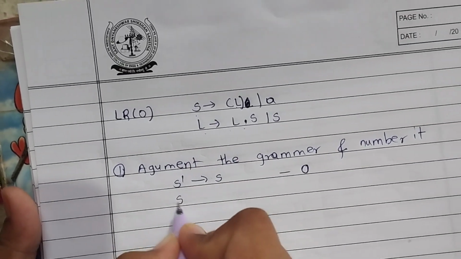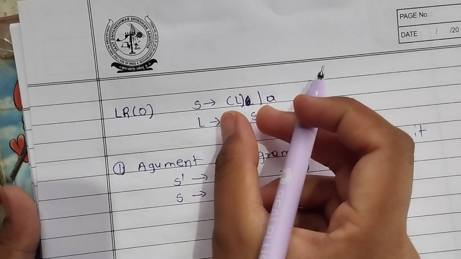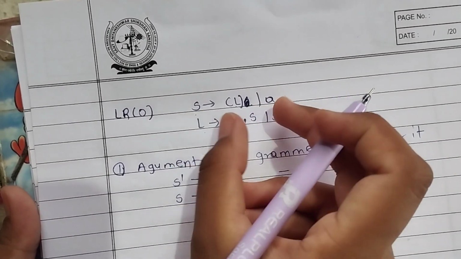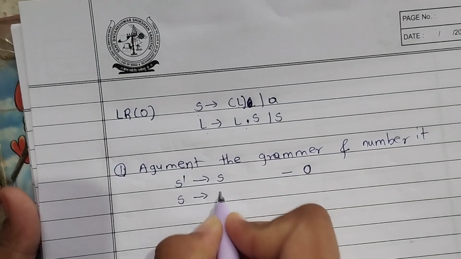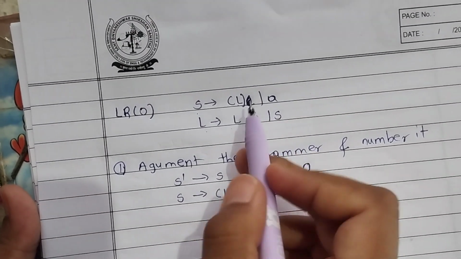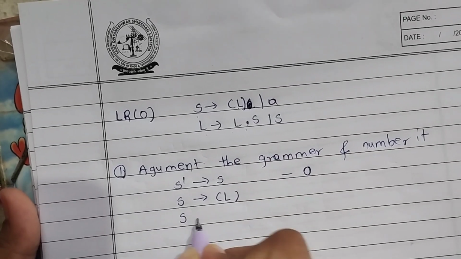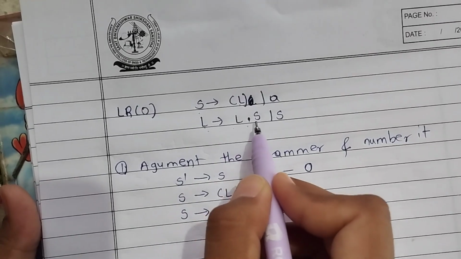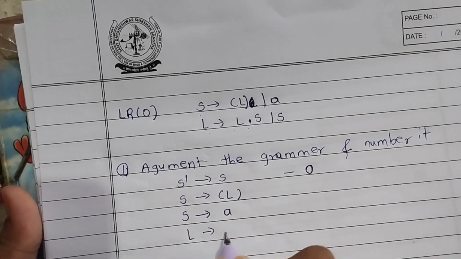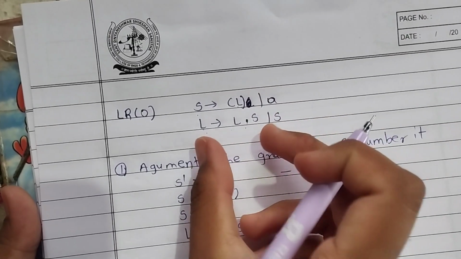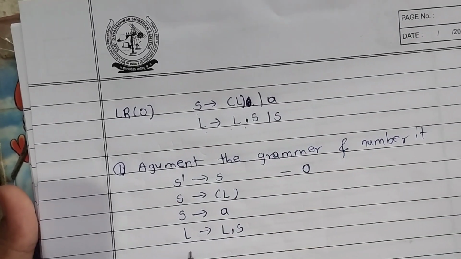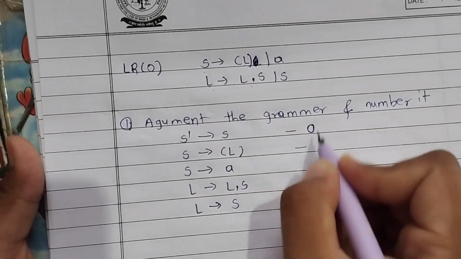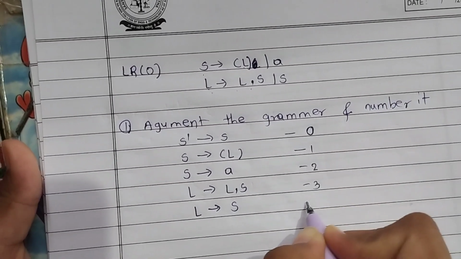Now S has two grammar rules. This is the first one, this is the second one. So we write separately, first S → (L), second S → a. Third, L → L, S, and fourth, L → S. Now number them 0, 1, 2, 3 and 4.